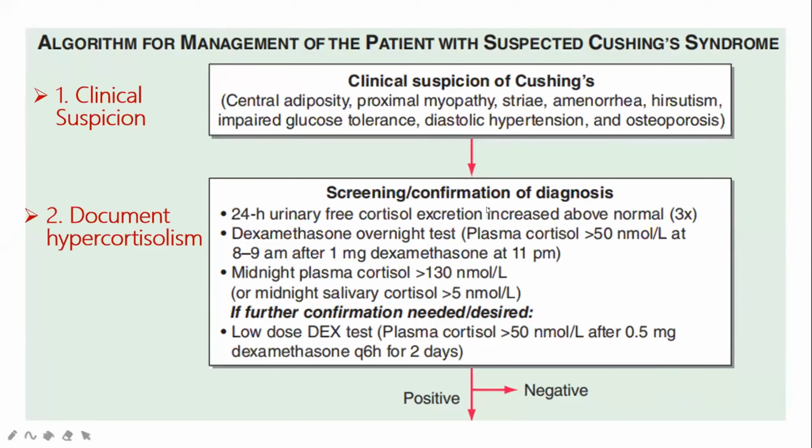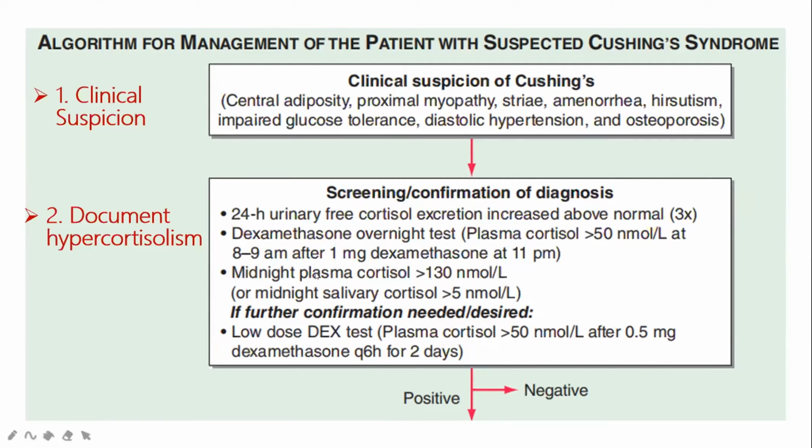And then we do screening and confirmation of diagnosis. So we do 24-hour urinary free cortisol excretion, and if it's increased above normal by about 3 times, then that will be positive. We can also do the dexamethasone overnight test. A positive test would be a plasma cortisol of more than 50 at 8 to 9 a.m. after 1 milligram dexamethasone given at 11 p.m. the night before.